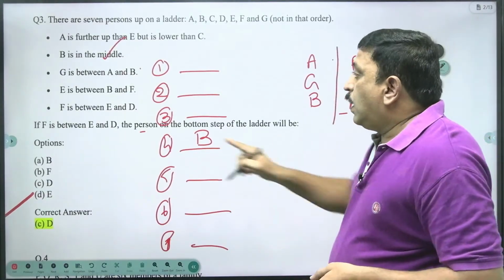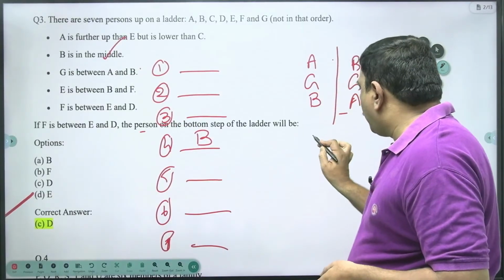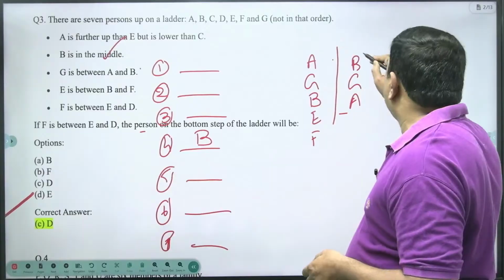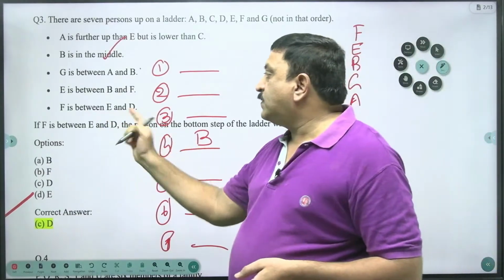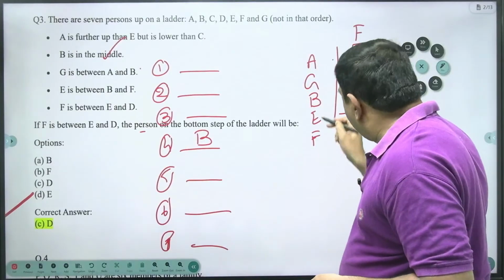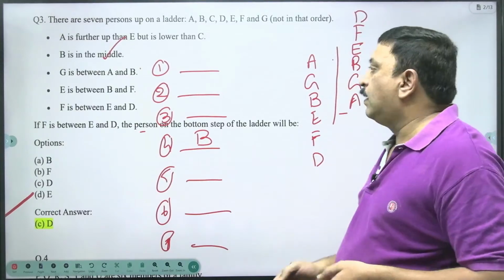Now, E is between B and F. E is between B and F, that is, E is there, or here, between B and F, E is there, fine. And F is between E and D. F is between E and D. Okay, it can be like that, or it can be like this. These two are there, right.